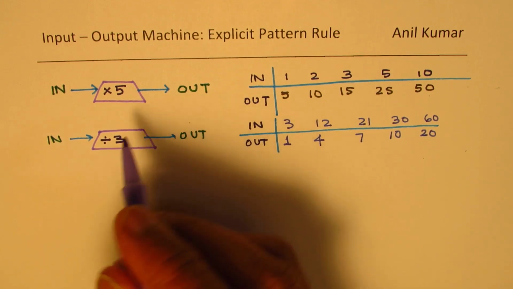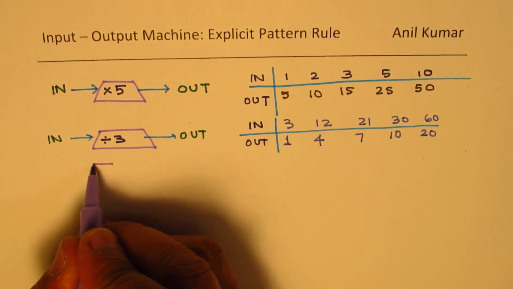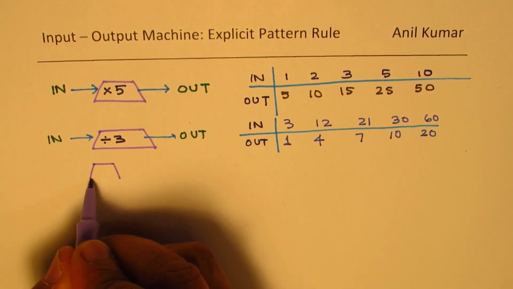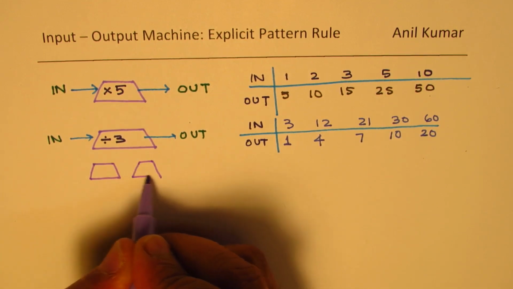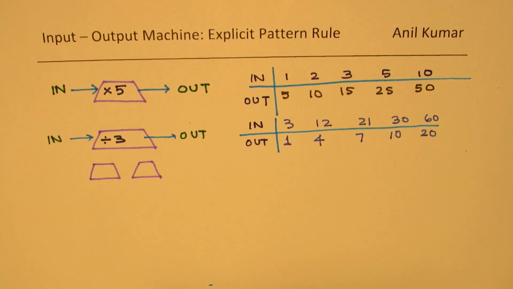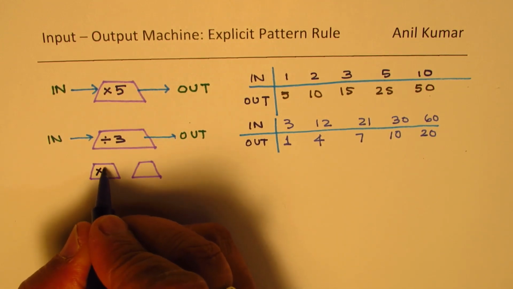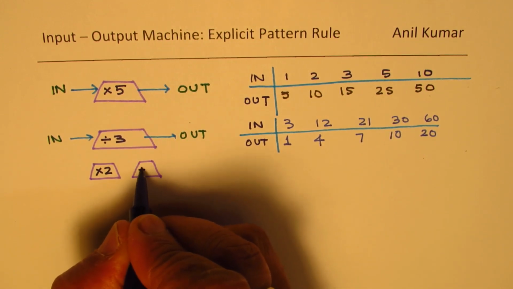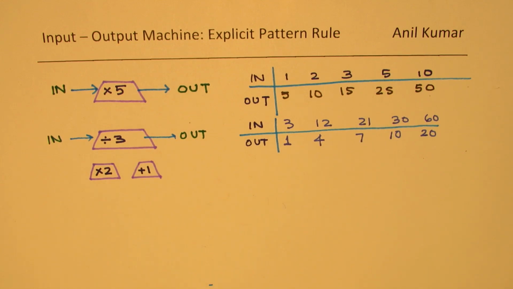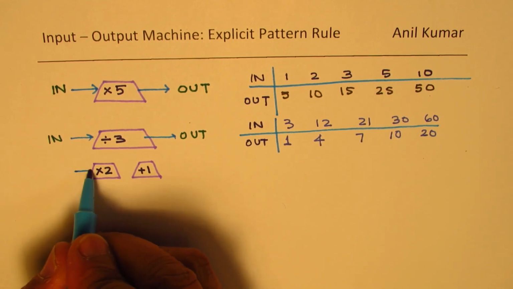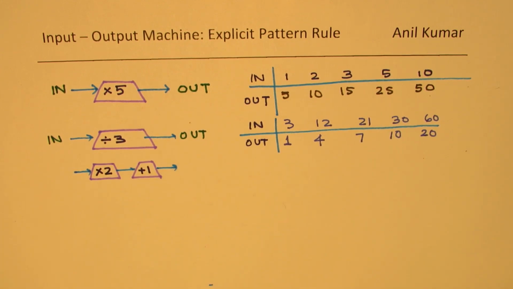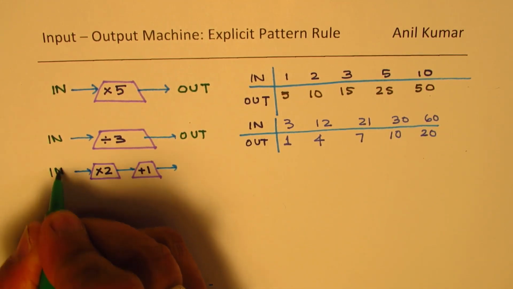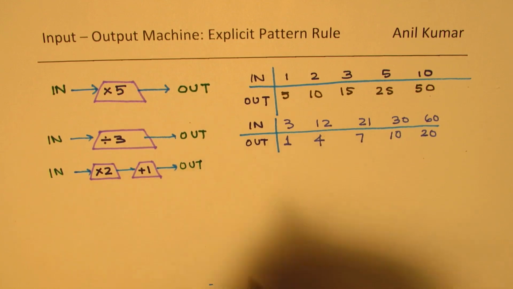Now input-output machines could also be a combination of two operations. For example, first we could do multiplication and then we could add or subtract, right? So let's now take multiply by 2 and then we'll add 1. So let this be our input-output machine operation this time, correct? Then what happens to each input? Let us try to see it, right?